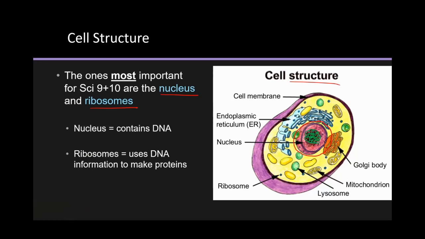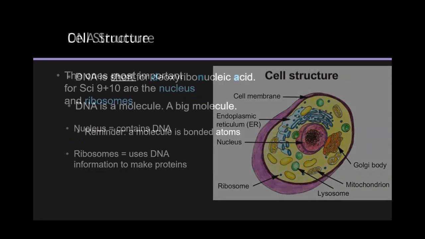And we also have ribosomes, and ribosomes use DNA. So DNA contains information, and ribosomes use that information that's contained in the DNA to make proteins. And we're going to see later in the video what those proteins are used for. Okay, so those are the 2 that we're going to be mainly focusing on today, nucleus and ribosomes.